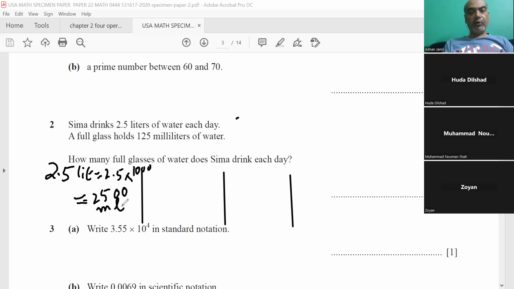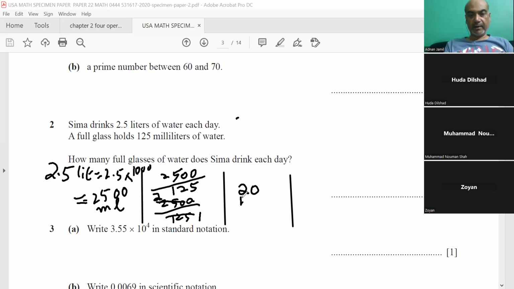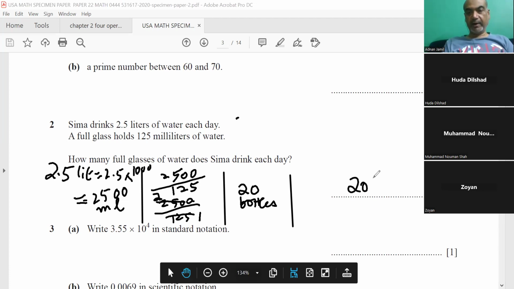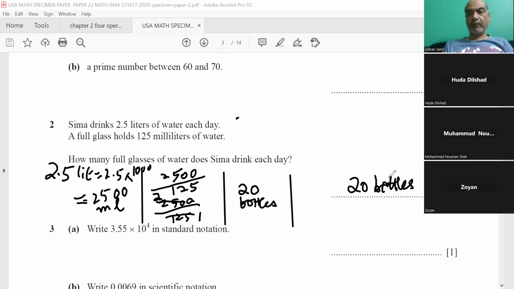So it is 2,500 milliliters. Now, each glass is 125 milliliters. So we want to see that in 2,500 milliliters, how many 125 milliliter glasses can fit in. So you just have to simplify this. Very easy. You write 2,500 over 125. 125 ones and 250, like you can cancel out 2. What is left? 2 and 0. So your answer is 20 bottles. And then you write down over here 20 bottles. This is the way you solve in the exam.